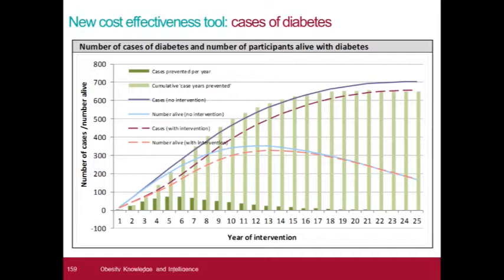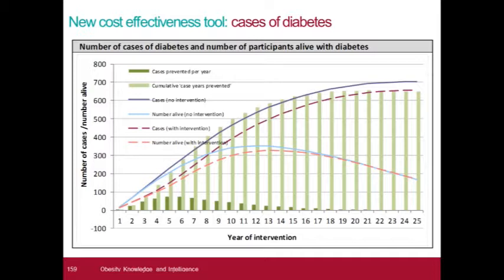And then the green bars show the number of cases of diabetes prevented in that year, the dark green bars, and the light green bars are the cumulative case years of diabetes, which is what we really add. That's how we're calculating the healthcare savings, because we know how much it costs to treat somebody with diabetes for 1 year, so we can sum those up.